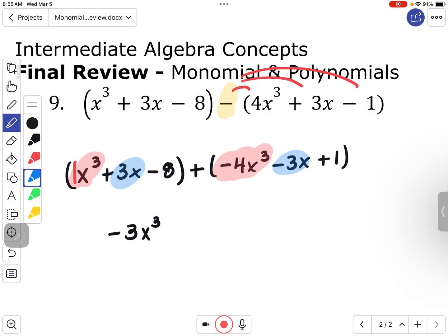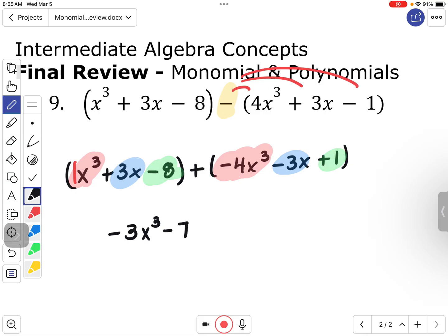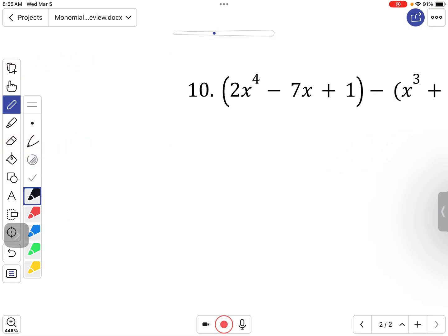So I'm just going to ignore those 3x's and move on to my constants, or my ones without a letter. So I have negative 8 plus 1. That's going to give me a negative 7. And then that one's just done. So let's try one more like that.